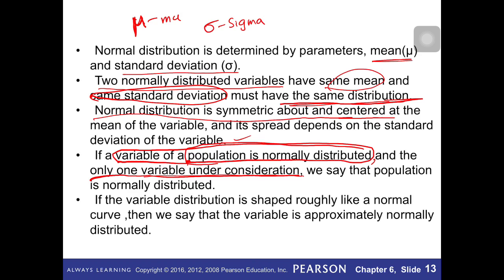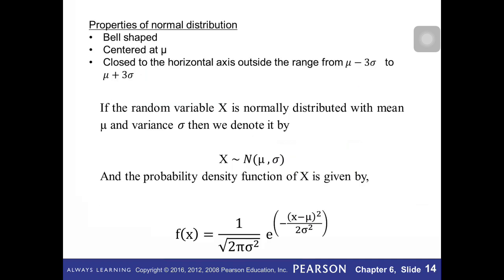If the variable's distribution is shaped roughly like a normal curve, then we say the variable is approximately normally distributed. So this approximation also works in this section, because sometimes we need to approximate. If we see that the shape is roughly like a normal curve, we approximate it as normally distributed. There are a few properties.